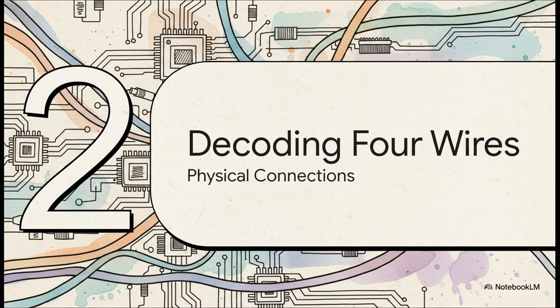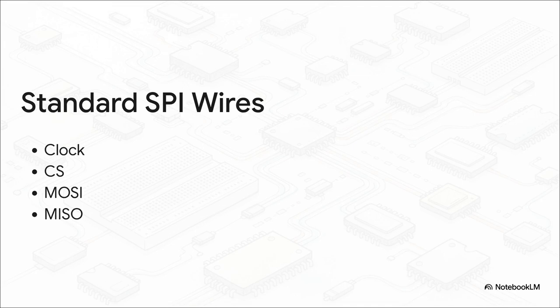All right, moving on to Section 2, decoding the 4 wires. Let's look at the physical connections. SPI is fundamentally a master-slave protocol. You've got a single master and 1 or more slaves, and they're typically hooked up using 4 distinct wires. First up is the clock. This is entirely generated by the master. And this is actually a huge deal because since the master controls the timing, the slaves don't need their own built-in timing crystals. That saves a ton on hardware costs.